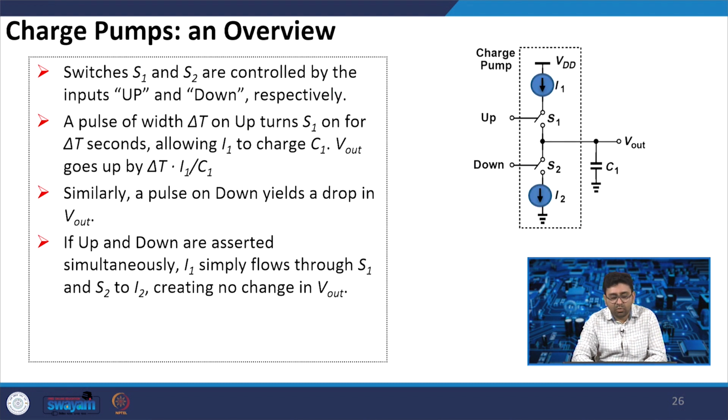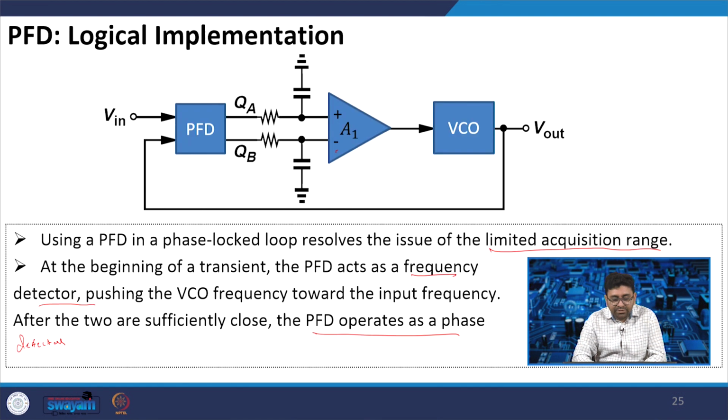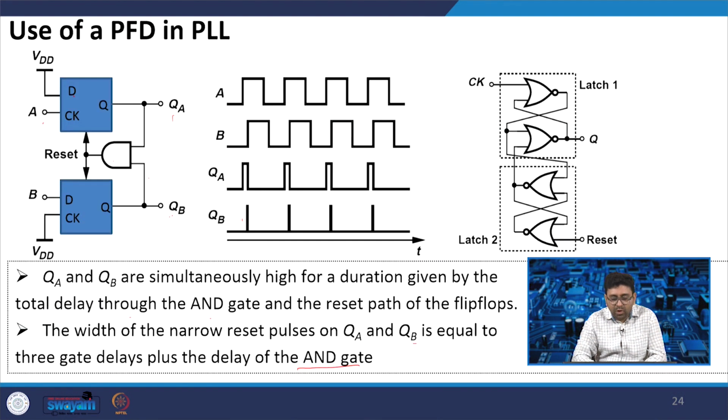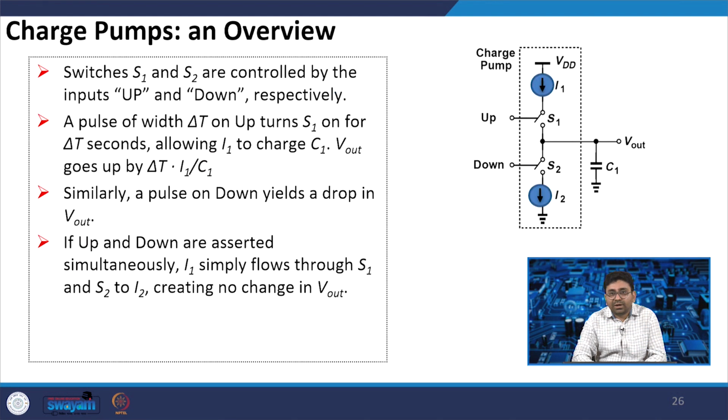In order to do that, we need in between a circuit which is able to do this up and down, because there is a Q and QB. So we need to go up in frequency or down in frequency. So we need a charge pump. We need a circuit called a charge pump, which will increase the voltage or decrease the voltage depending upon the increasing of QA and QB.